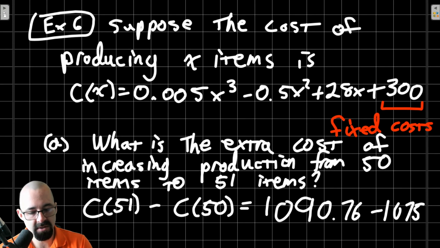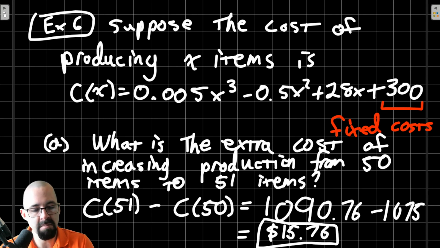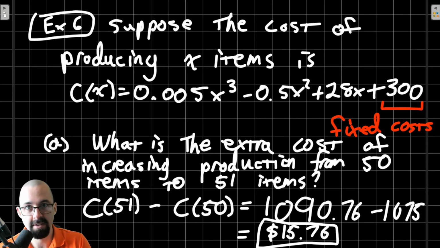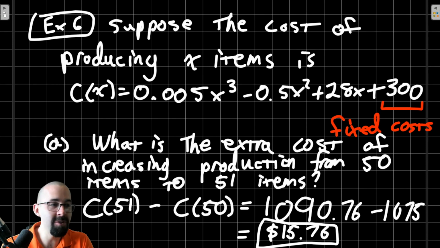All right. So the additional cost is just that difference, which is $15.76, I believe. So we say that's the marginal cost at this production level. That's the additional cost of increasing production from 50 units to 51 units.